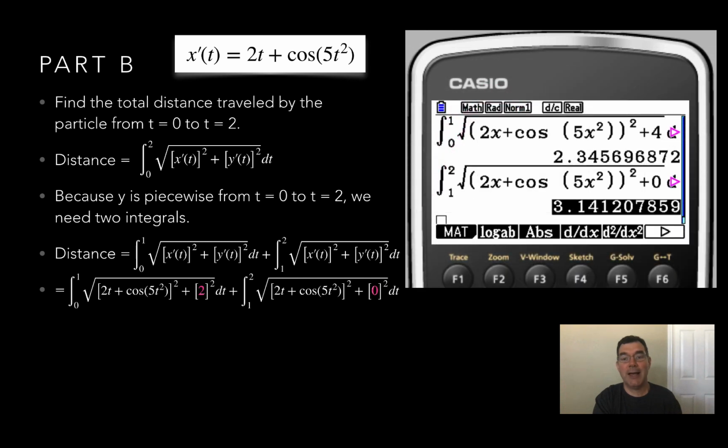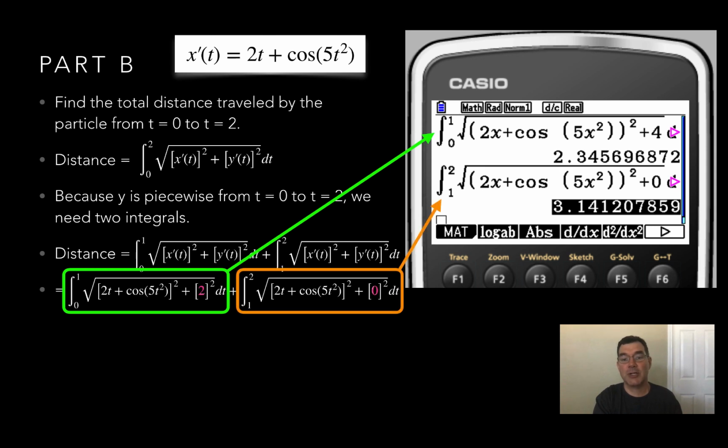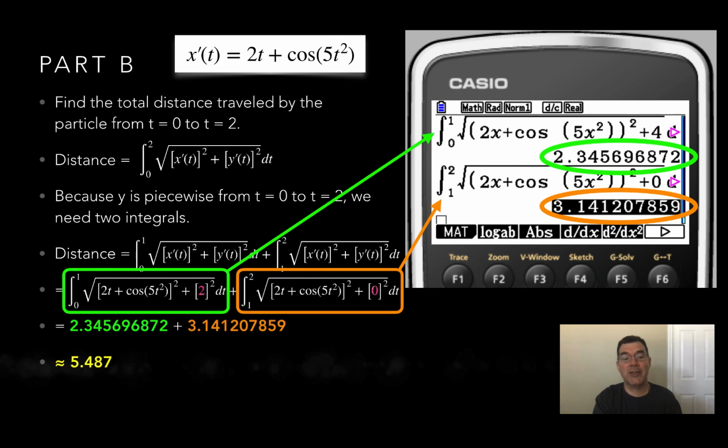So now I go to my calculator and I calculate each of those separately. You'll see that I typed in the first expression in here and the second expression in here. And when I did that, I got 2.345 as an answer to the first part and 3.141 as an answer to the second part. So if I add those together, I get a total distance of 5.487. And that's how you do speed and total distance with parametric equations.